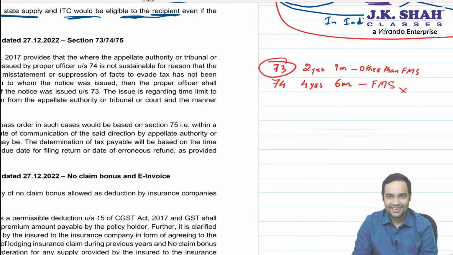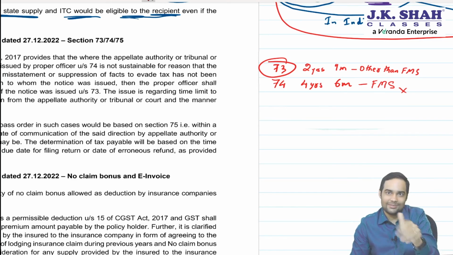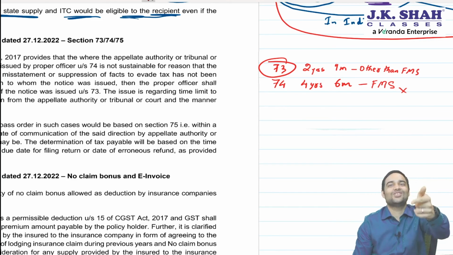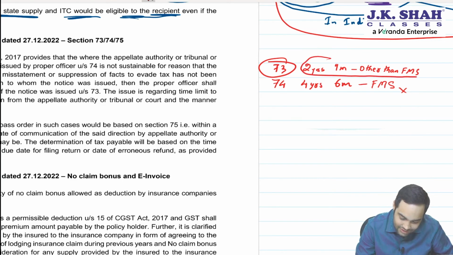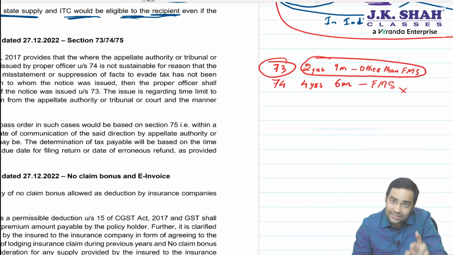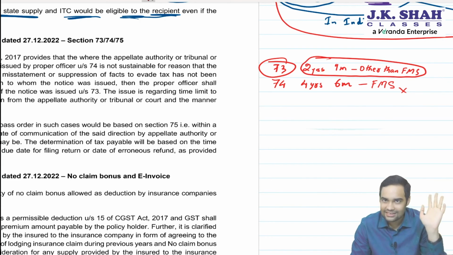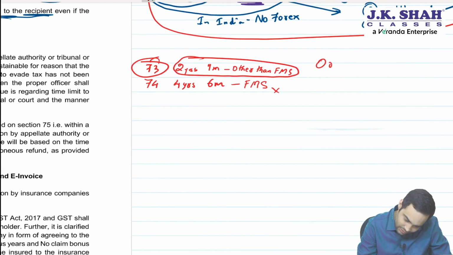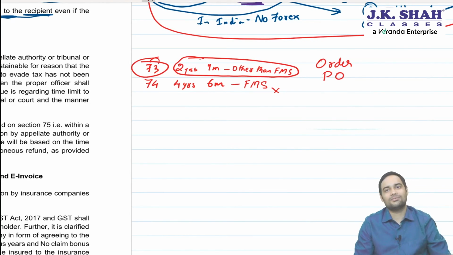Correct? So if extended period of limitation, that is 4 years 6 months, is held to be invalid, then it is deemed that the notice was issued for normal period of limitation. That means the demand will be valid for this period. Now the question was, it is valid for 2 years 9 months. First part answered. Second, this 73 order has to be passed by a proper officer, na? What is the time limit for order to be passed by proper officer?